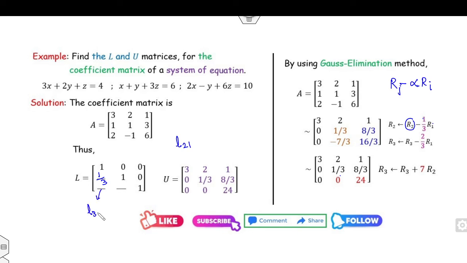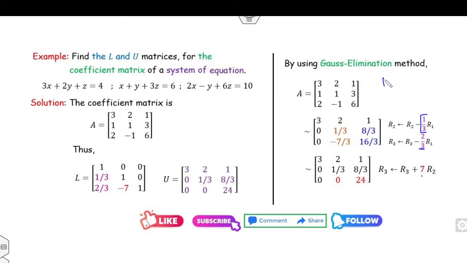This is my element of 3, 1. So this is a 3, this is a 1. It is my 2 over 3. Compare this value: minus of alpha is equal to 7. And this element will be L32. This value will be minus 7. So you can write this value as 1 over 3, 2 over 3.